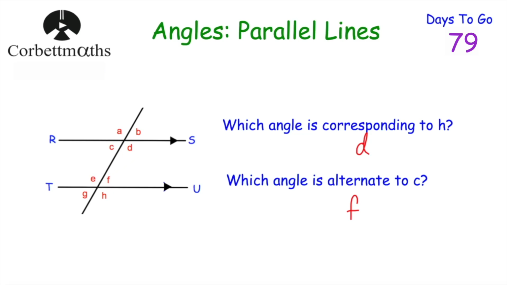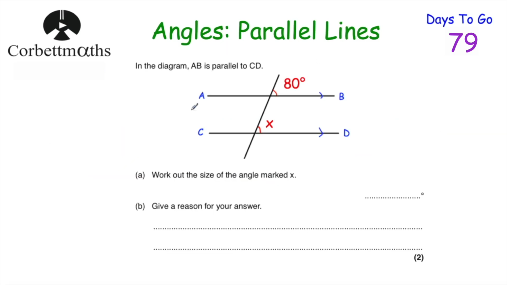Okay, let's have a look at our next question. Again, feel free to pause the video if you want to, and then try the question yourself. And whenever you're ready, press play. So we've got a diagram, and it says in the diagram, AB and CD are parallel. And we've got an angle. This angle is labeled 80 degrees, and we've got this angle labeled X. And it says work out the size of the angle marked X.